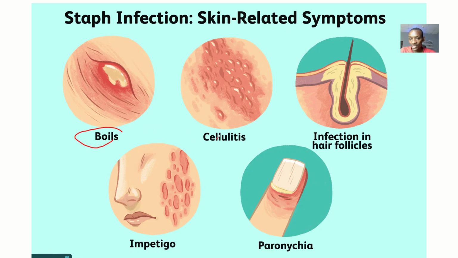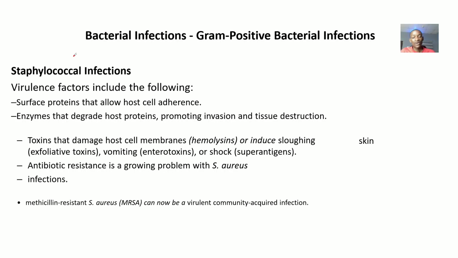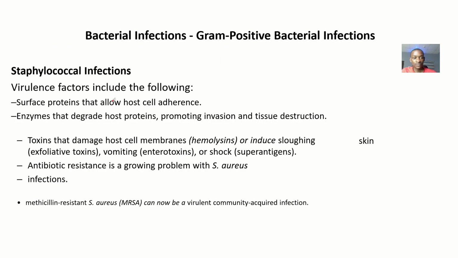So you can see staph infections that are skin related. You see the boils that we're talking about, cellulitis, infection in hair follicles, impetigo, right? There's paronychia, which has to do with the nails. So now let's focus on the virulence factors. I have this image here, which we'll be referring to. Now let me define again what a virulence factor is. A virulence factor is basically the characteristics or features that these microorganisms possess to be able to cause damage in human beings.